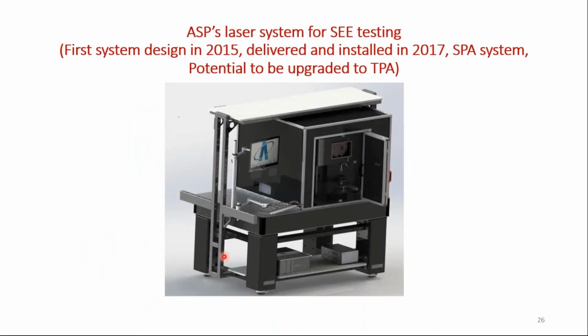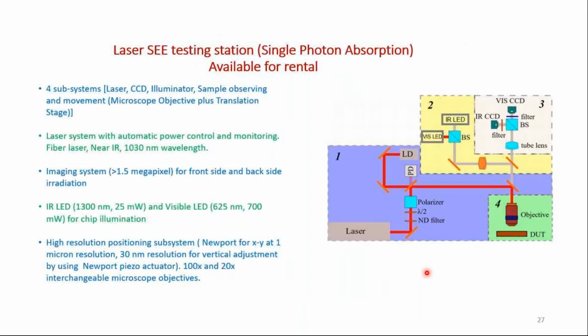So after doing all this theory and basics, let's try to introduce our system and a little bit about the history of the Allied Scientific Pro. This is the first commercial system that we sold to an aerospace company in the US in 2015. It was an SPA system with the potential to be upgraded to TPA. And you can see it's a little bit bulky. So this was our first attempt to build the system. And now we have developed better systems.